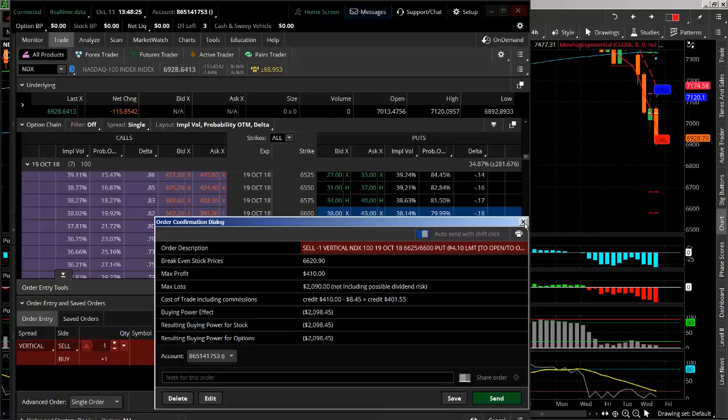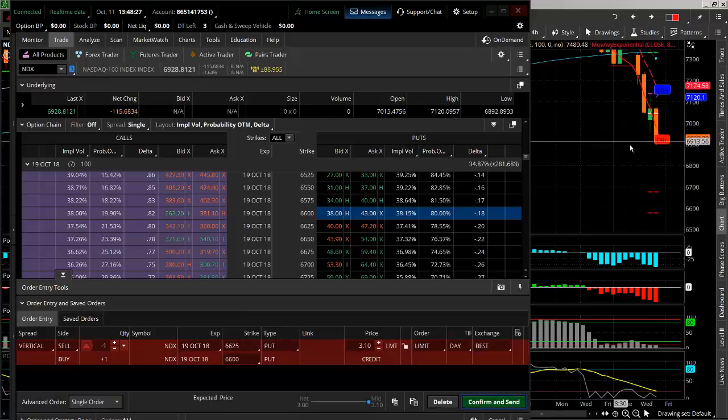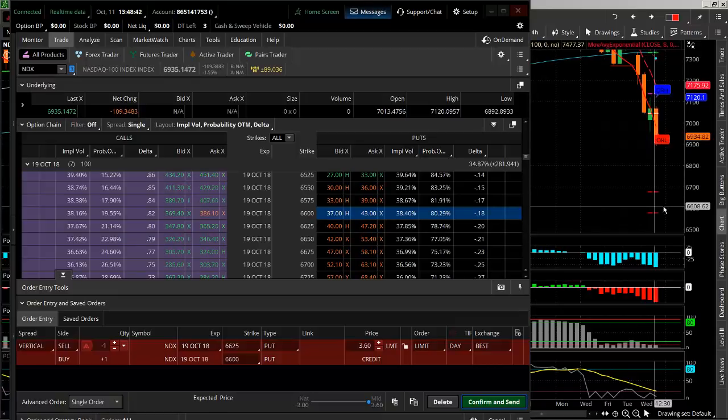Now, the reason that you would look to do this, and again, this is not a setup I'd be doing now because we don't have a signal, but it's a high probability trade. If you go into this and you did a 20 delta, that's giving you about an 80% probability that the price will close above your short strike here, which would be 6,600.